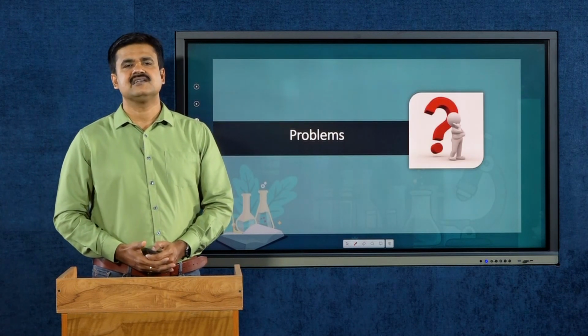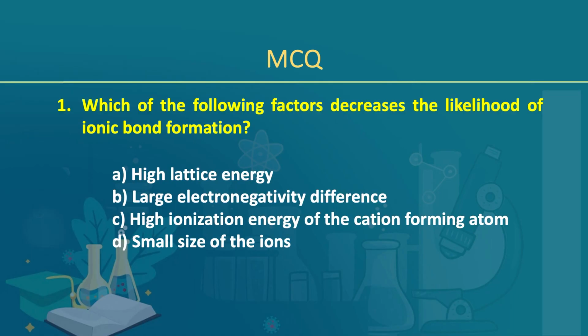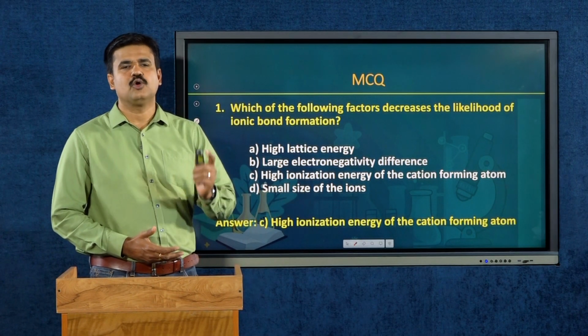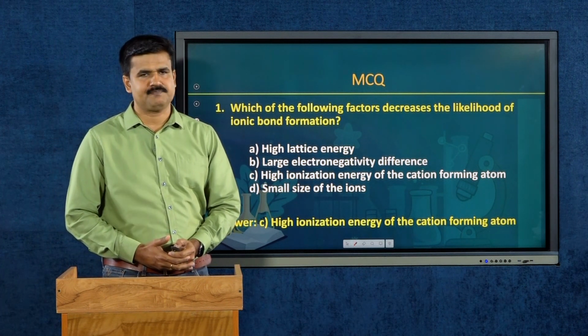Now we are discussing some problems based on the concept we have discussed so far. This is the first multiple choice question. Which of the following factors decreases the likelihood of ionic bond formation? These are your options: high lattice energy, large electronegativity difference, high ionization energy of the cation forming atom, small size of the ions. This is your answer, option C, high ionization energy of the cation forming atom.